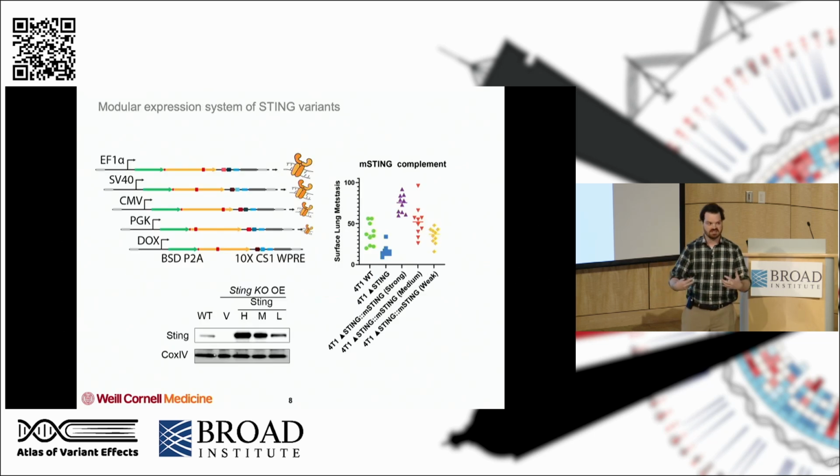And we clone this into this modular system where we have a bunch of different promoters, so we can tune our expression level of our transgene into a lentivector. And what we've shown with 4T1 is if you knock out STING, you get a really great decrease in its ability to form metastatic lesions. But if you complement it back in with this system, you get a dose-dependent response, restoring that metastatic phenotype. So we can tweak how much of our transgene we put in.